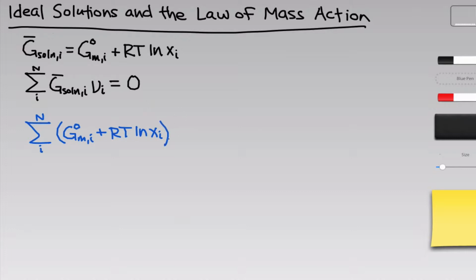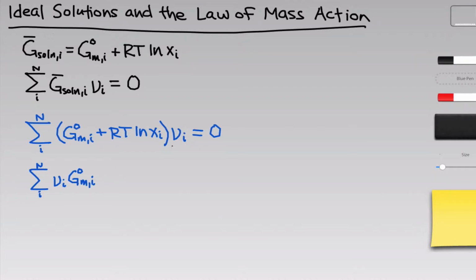Now, in this case, we're looking at a very specific type of ideal solution, a chemical reaction, times the stoichiometric number, and that must be equal to 0. Let's now multiply through by nu I and separate the terms. So we have a sum over all the reactants and products indexed by I, nu I times the free energy of the pure substance, the molar free energy of the pure substance.